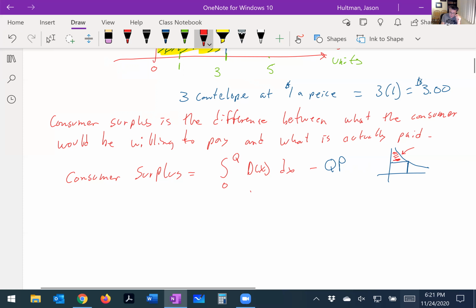Yeah, QP is the rectangle, exactly. Q times P, Q being quantity and P being price. Let me label this. So Q times P is the area, right? Kind of think of it as length times width.